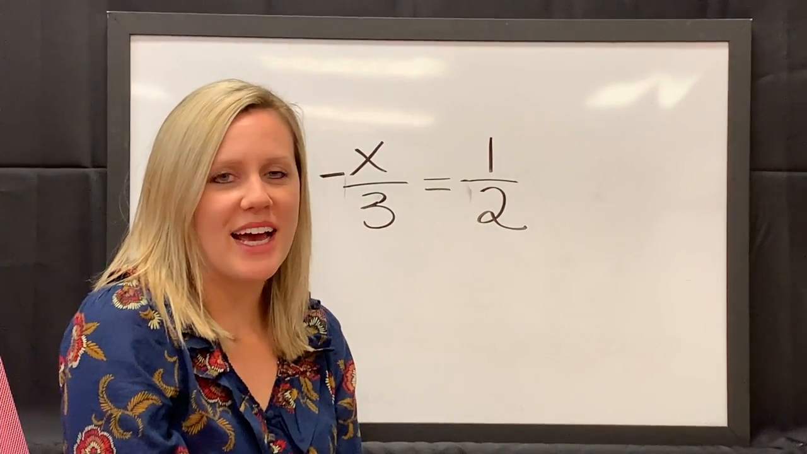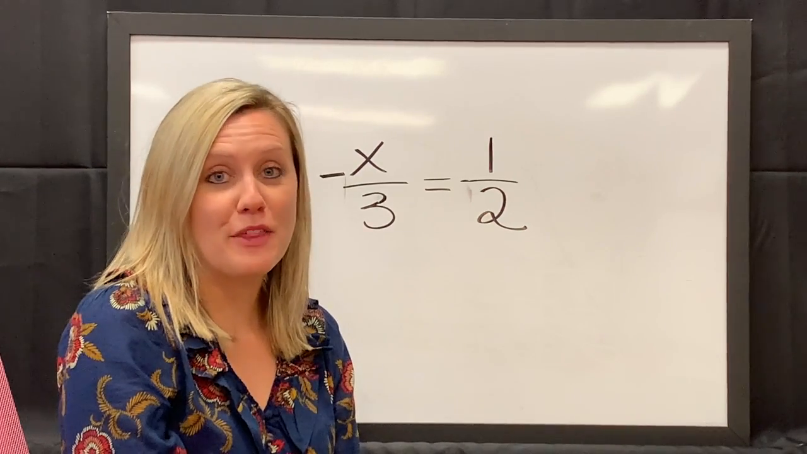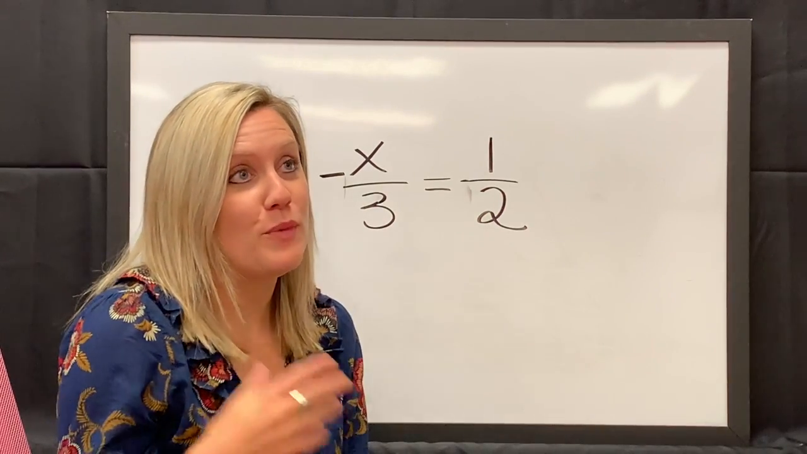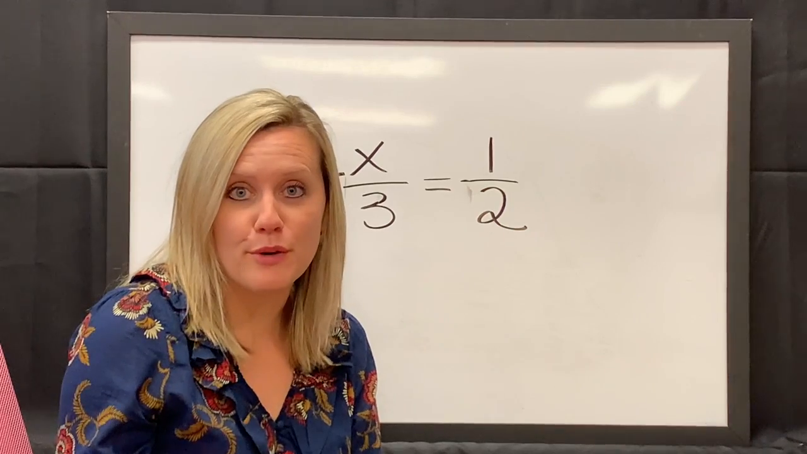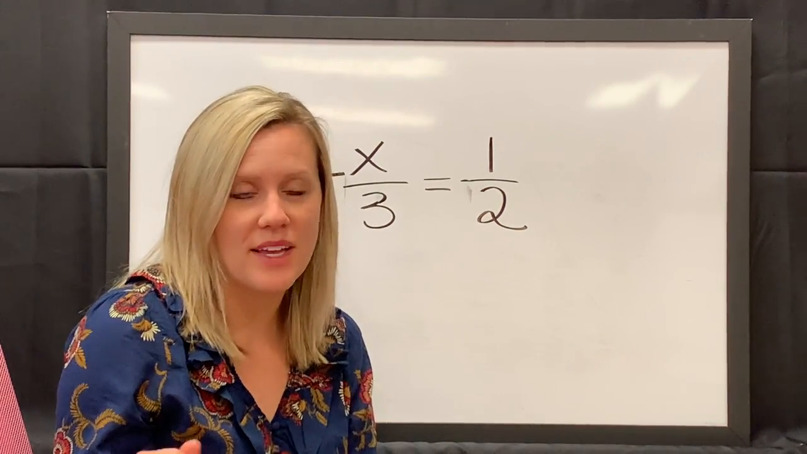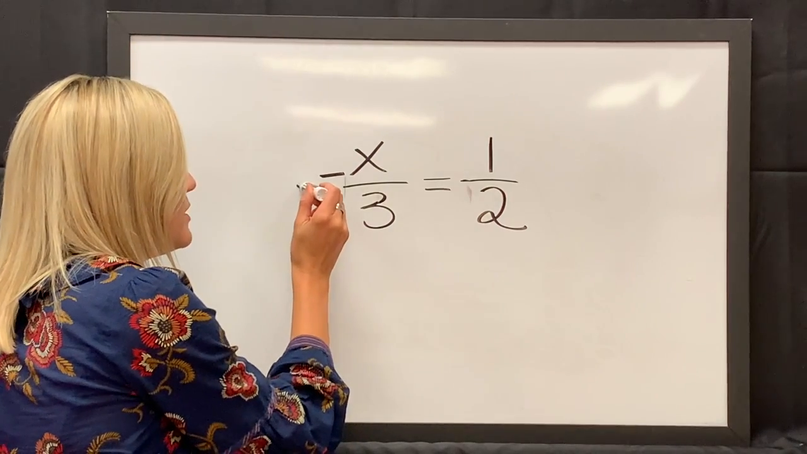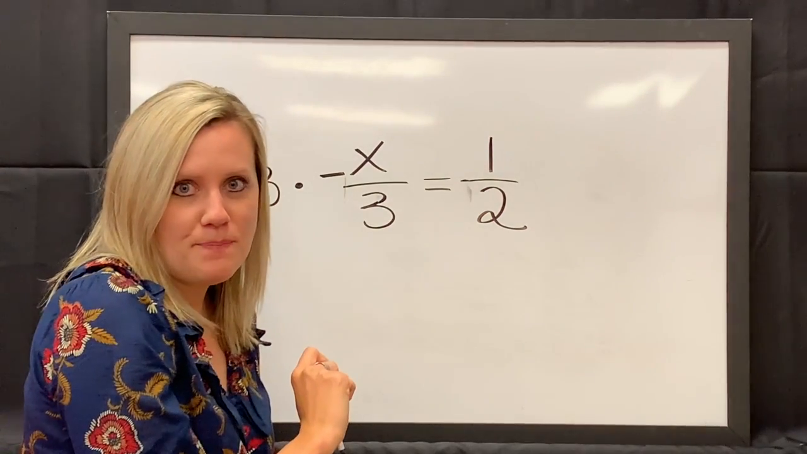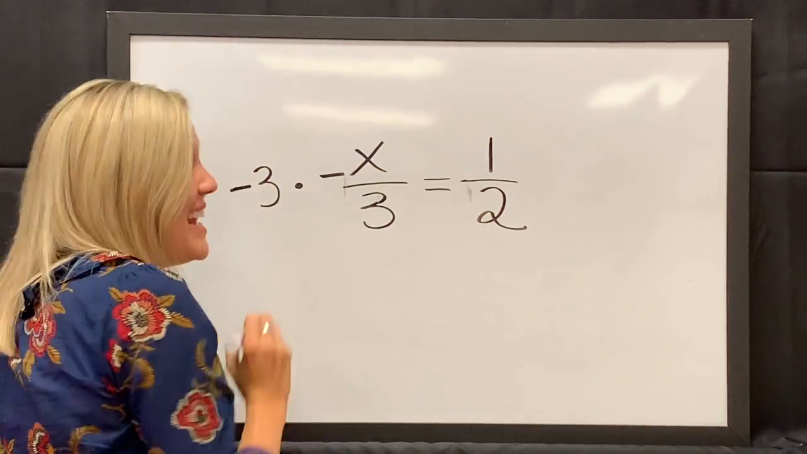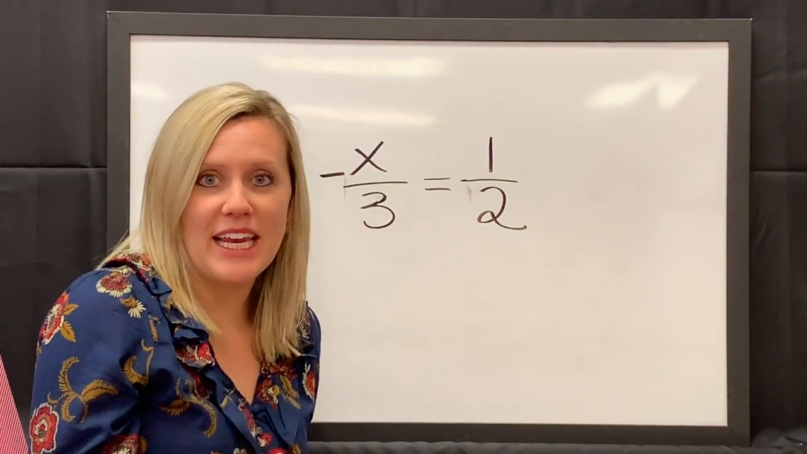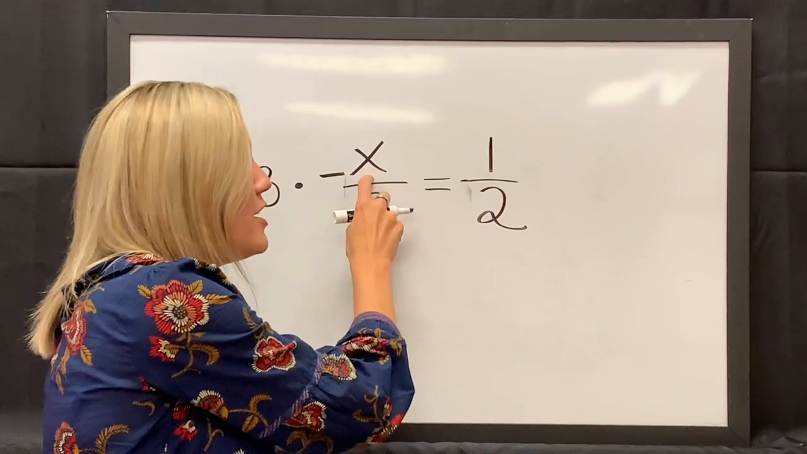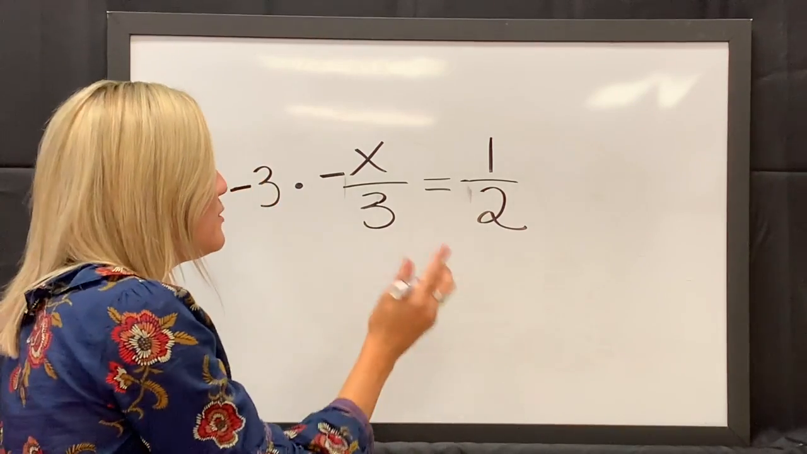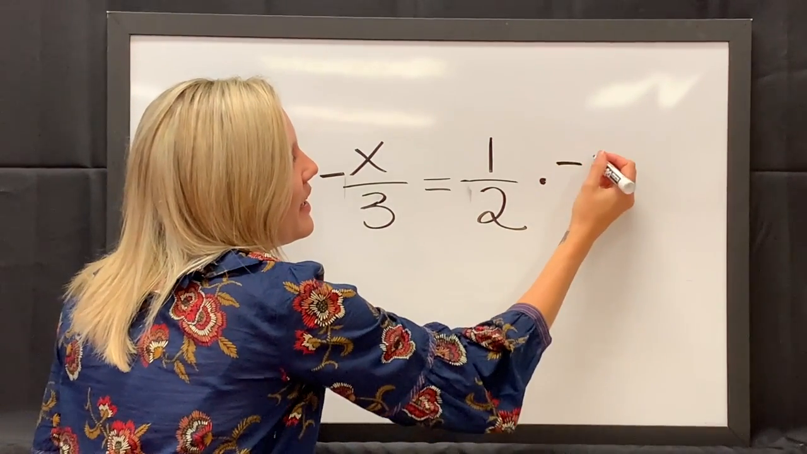All right, here we have -x divided by 3 equals 1/2. So that means if we have a number and we split it into 3 groups, we're going to get 1/2, okay? So I am going to multiply by 3. I also want to get rid of this negative sign. So I am going to multiply by -3 because a negative times a negative is a positive, and I want to know what positive x is. I don't want to know what negative x is. Okay, so I'm going to multiply both sides by -3.